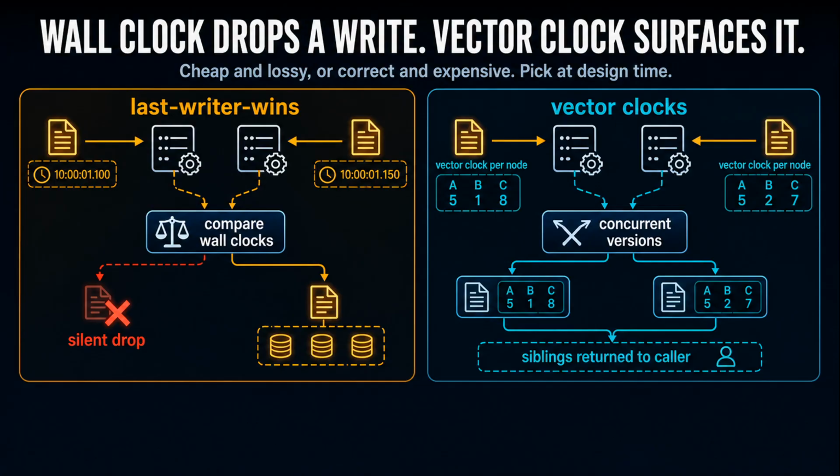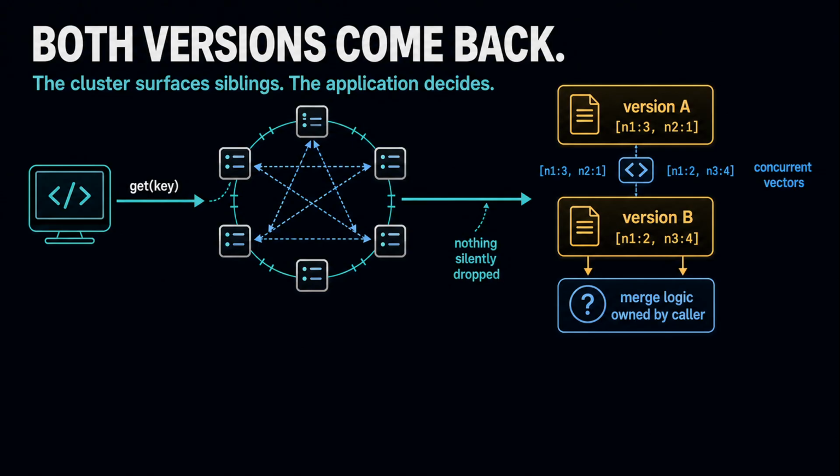Last writer wins is the cheap answer. Compare wall clock timestamps, the later one wins. And the test that was supposed to catch this race passed. Wall clocks drift. The later write by the clock might be the earlier write in real time. Vector clocks are the correct answer. Each write carries a per-node counter, and the cluster can tell whether 2 versions are causally related or genuinely concurrent. Concurrent versions are surfaced to the application. The caller decides how to merge.